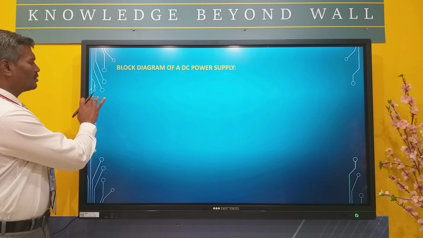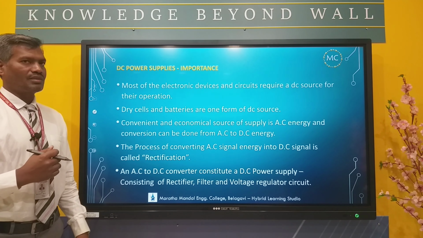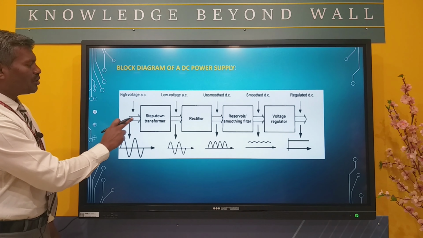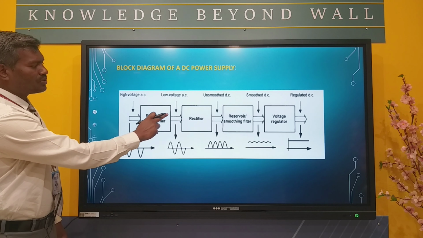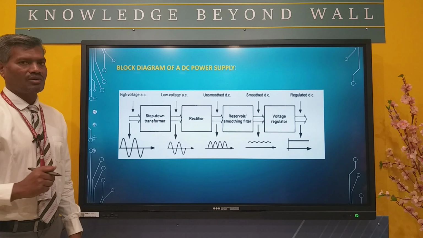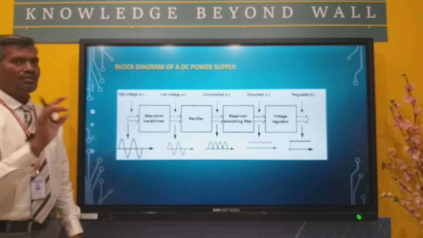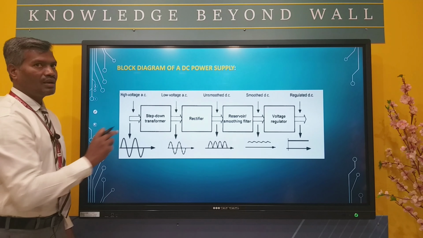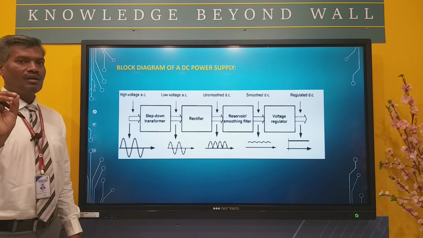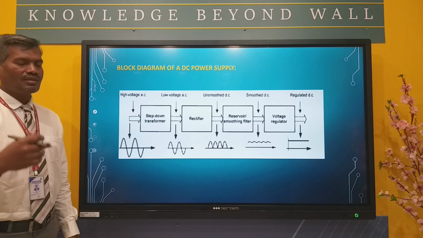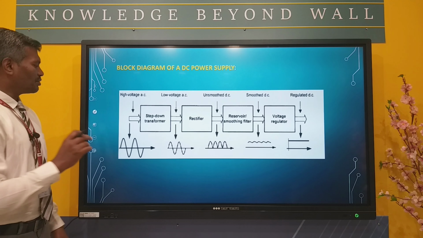So let us see what a DC power supply basically is. A DC power supply consists of a step down transformer, a rectifier, a smoothing filter and a voltage regulator. All these components together form a DC power supply, and the basic part that you see here is the rectifier, which is required for conversion of AC to DC. So in this session we will discuss rectifiers.